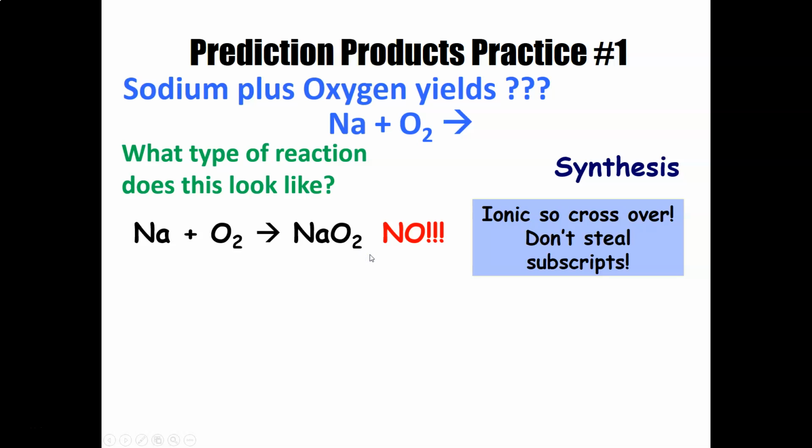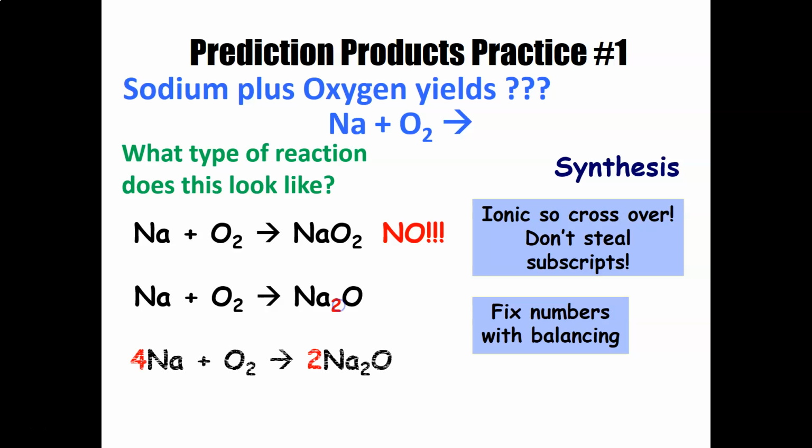So what we have to do is cross over from scratch to write a valid formula. We're not going to steal the subscripts and put them over here. So if you look, Na plus and O2 minus cross over to make a nice valid neutral formula of Na2O. So this is correct, except now if you notice, the number of atoms are not balanced on each side, right? So now that I have valid formulas for everything, now that everything is neutral and written correctly, I'm going to fix the numbers by balancing things. So now I can see that I need 4 sodiums, 1 oxygen, and that will get me 2 of my sodium oxides over here.